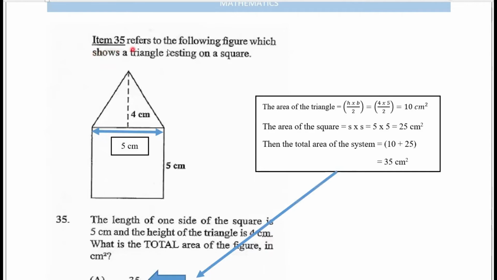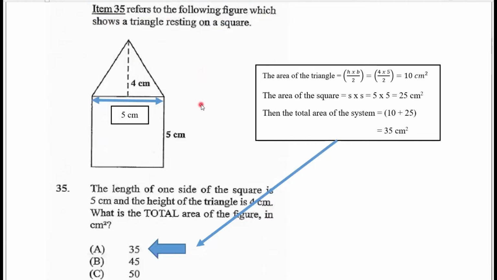35. The item 35 refers to the following figure, which shows a triangle resting on a square. All right. Triangle on a square. Height is 4 cm. Looks like each side of the square is 5 cm. You can see I put it in for the base. So the length on one side of the square is 5 cm. Height of the triangle is 4 cm. What's the total area? Now, total area would be the area of the triangle plus the area of the square, and we'll get our answer.